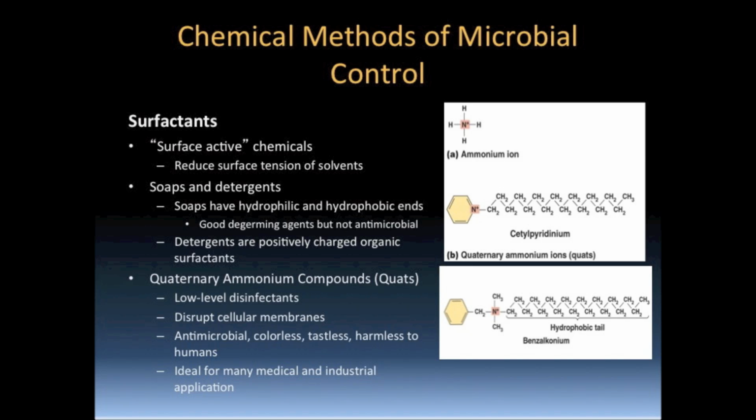Quaternary ammonium compounds have been used in mouthwashes, ophthalmic solutions, cosmetics, and have been used to sanitize floors, furniture, and equipment surfaces. Some common ones you may have encountered are benzalkonium chloride, also known as Zephiran, and cetylpyridinium chloride, which is used in Cepacol mouthwash.